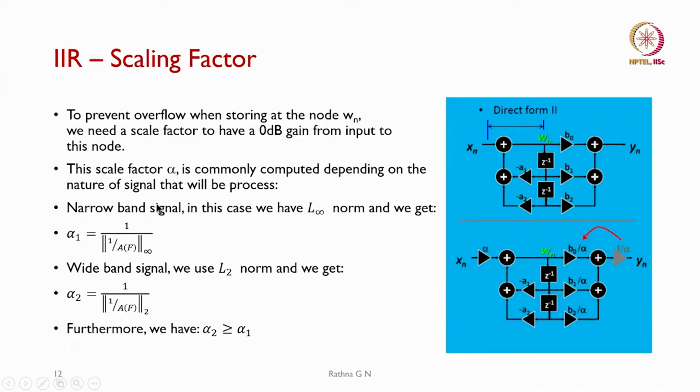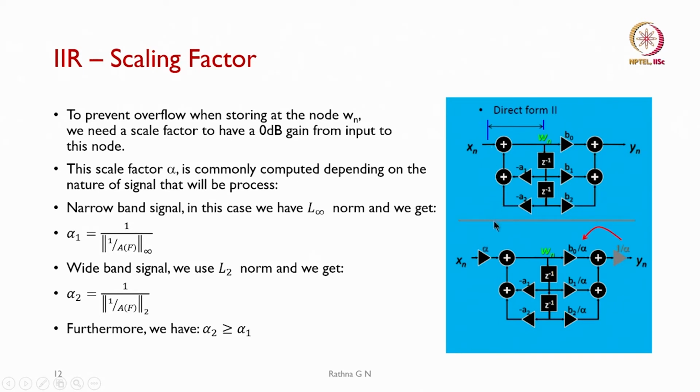So, coming to the next point, as we know, in direct form 1 we said there is no overflow, or it may or may not have it, but definitely in the cascade section we have 2 adders coming in.